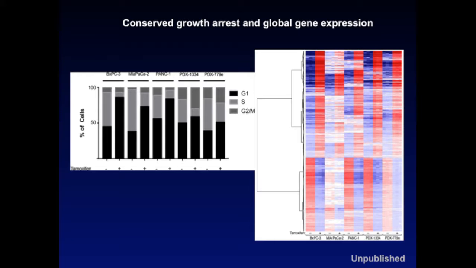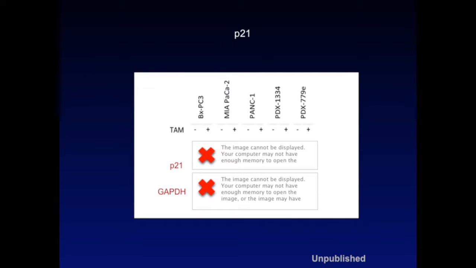One of the genes that is profoundly upregulated in all of the lines is P21. So this is the P21 in BXPC3 to begin with, and this is upon E47 expression, and so on. And we've shown that P21 is required for the growth arrest.